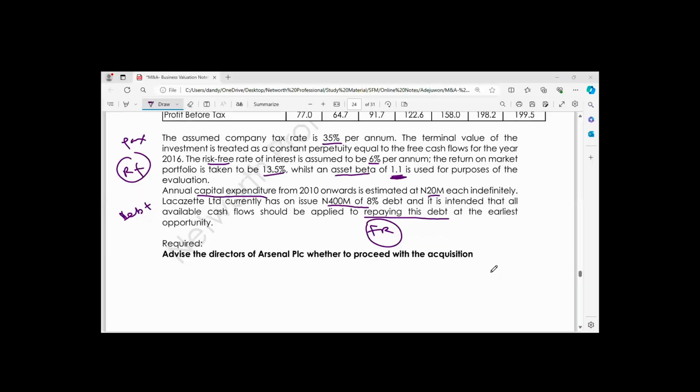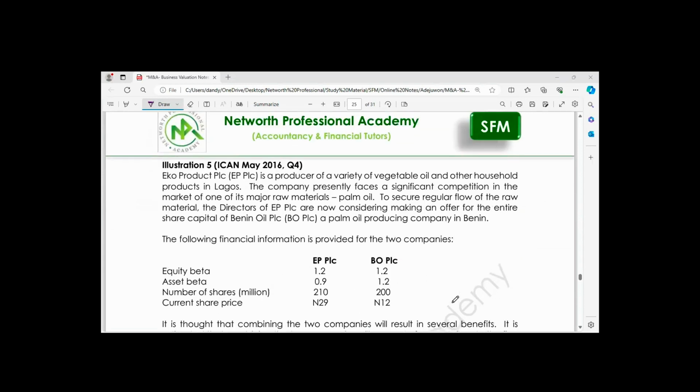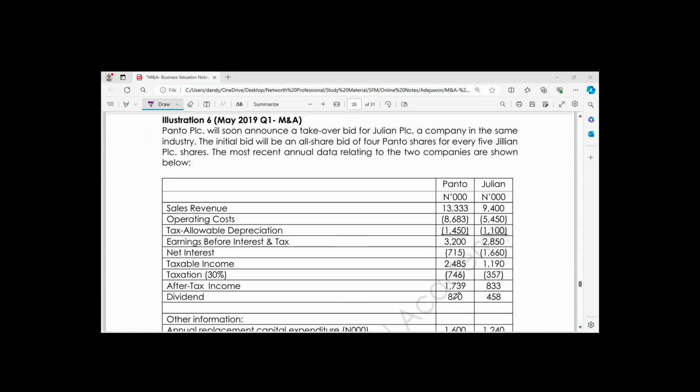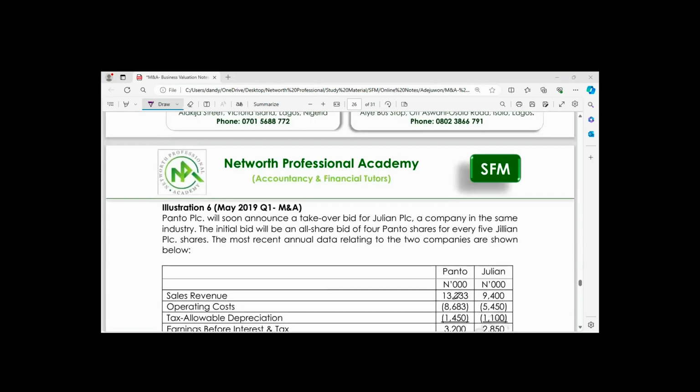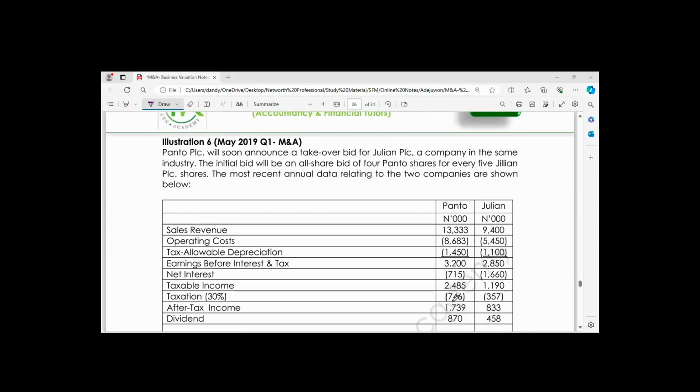Now, we have solved illustration for scenario 1, scenario 2, then let's go to scenario 3. Let me look for a question that has to do with scenario 3. Yes. Let's go to illustration number 6. Illustration number 6.